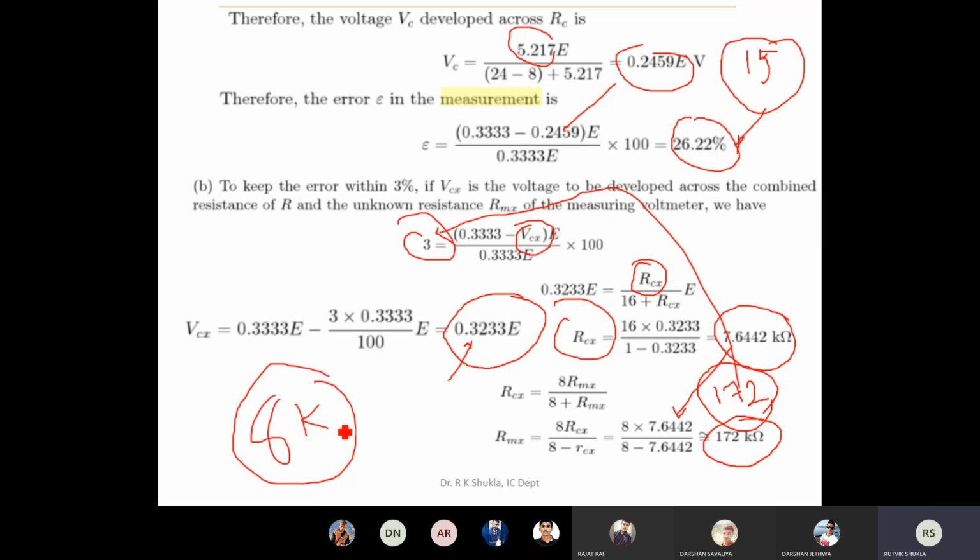ohm R2, with respect to 8 kilo ohm, this is somewhere around 20 times. Clear? More than 20 times. And this is more than 2 times or around 2 times. So whenever you keep the resistance 2 times, you are getting 2-digit error, 26%. And whenever you are putting 20 times resistance, then you are getting single-digit error, that is again less than 5%. This is the difference. So by keeping the internal resistance of the voltmeter as high as possible, you can keep the loading effect or the error due to the loading effect as low as possible.